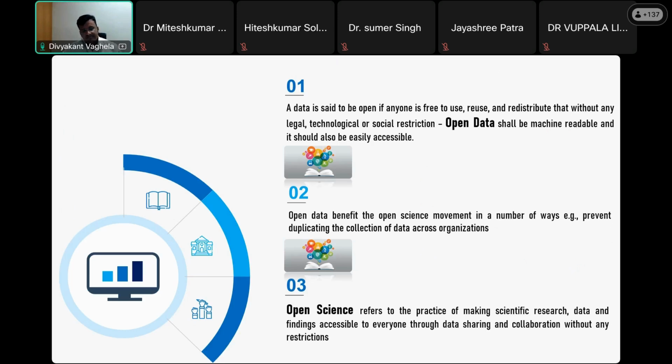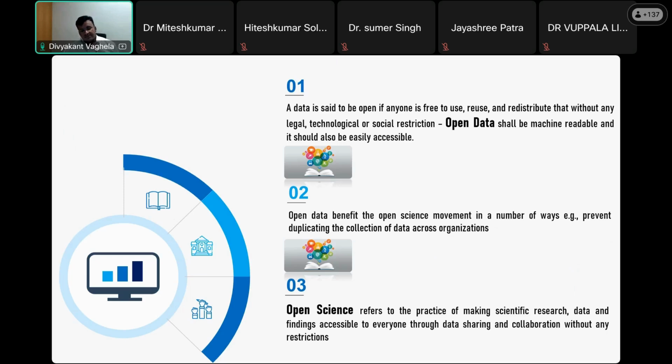Open data benefits the open science movement in a number of ways. Just for an example, take duplicate collection of data across organizations. If the data is already generated and another person does the same thing, it is a waste of money, time and effort also. That should not happen, so that is the benefit of open data. Now, what is open science?